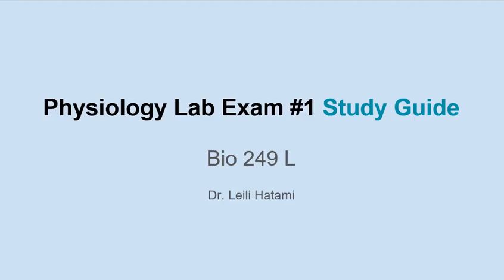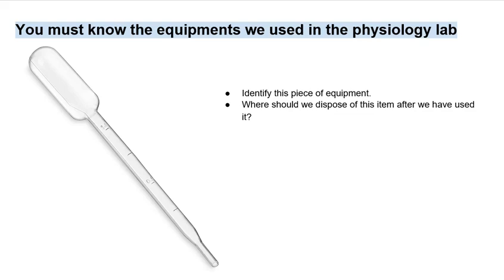Today I'm going to review the Physiology Lab Exam 1 study guide for Bio 249 Lab. It's important to know the equipment we use in the Physiology Lab. The first equipment that you can see the picture of, it's called transfer pipette.